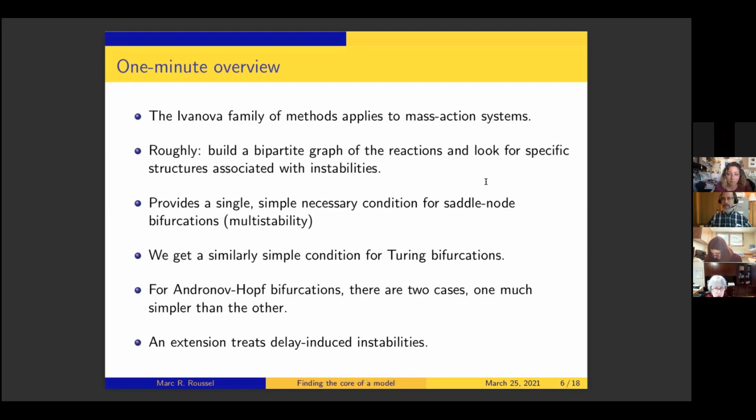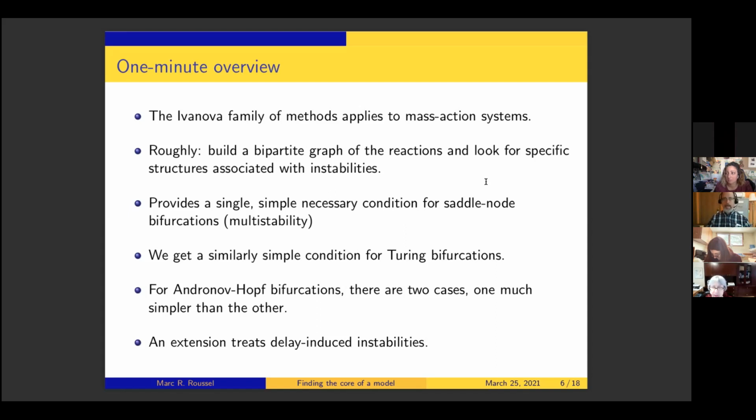And then at the very end, I'll just mention really briefly that there's an interesting extension of these methods that treats delay-induced instabilities. And that's really interesting for us because, of course, in gene expression, there are necessary delays between when you induce a gene and when you finally get a product, right?